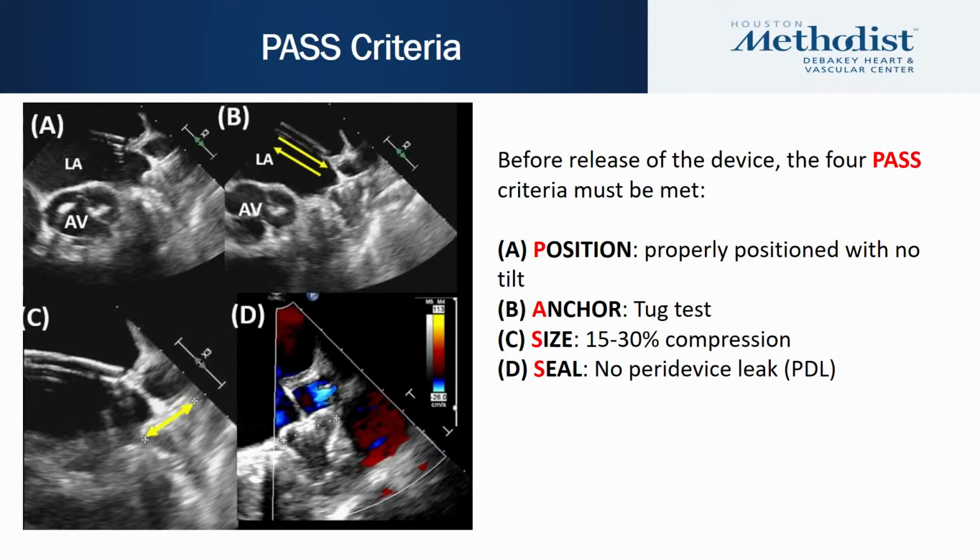Before release of the device, 4 PASS criteria must be met. So you want to confirm that the position of the device is stable. That's number 1. That's the P for position. You want to make sure that you don't have excessive shouldering of the device. You want to make sure it's in the right position and it's stable with no excessive shouldering. The second is the anchoring, and this is performed by a tug test where the interventional cardiologist will pull and push against the device to make sure it's stable in position. The third one is size, which is the compression. You want to make sure it's achieving 15 to 30% compression as compared to the original size. And lastly, evaluating for peri-device leak to make sure that you have an adequate seal.